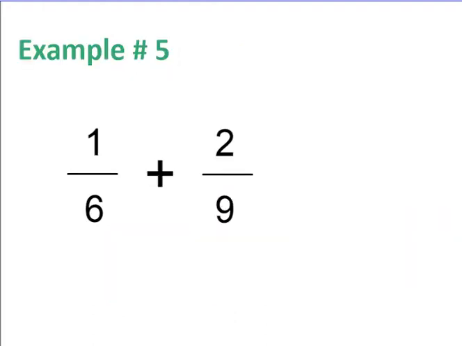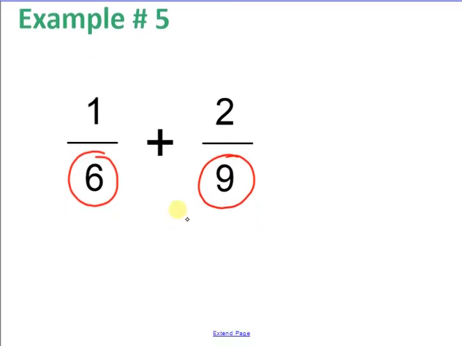All right, let's do some examples here. So here we have bottoms of 6 and 9. And so what would the LCM of 6 and 9 be? What's the smallest multiple that they would have in common? Okay, and that would be 18.